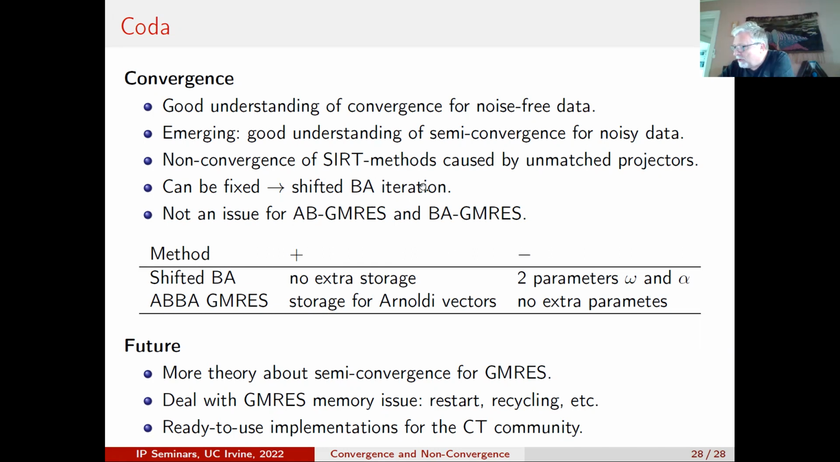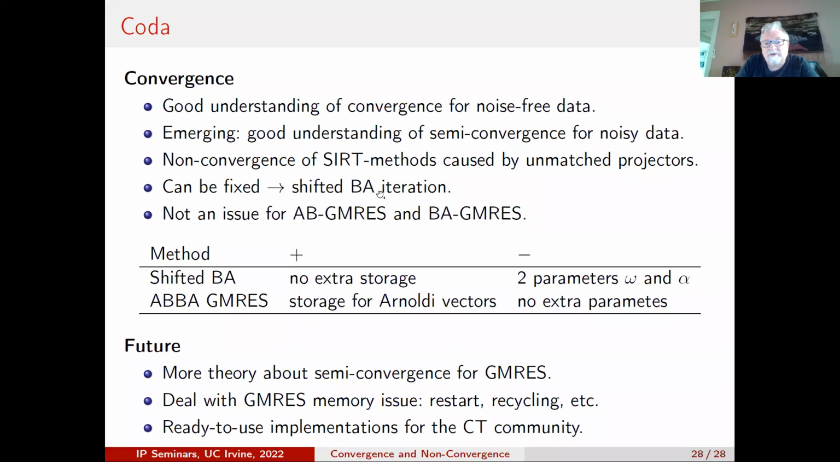stationary iterative methods when we have an unmatched pair of projectors. And we can fix that, as I demonstrated for the shifted BA iteration. There's a way to get these methods to converge. Alternatively, we could use Krylov subspace methods applied to the unmatched normal equations, right? So here you can see advantages and disadvantages of these two methods.